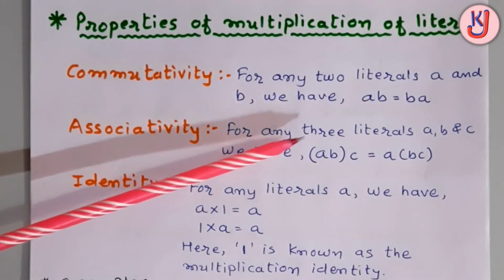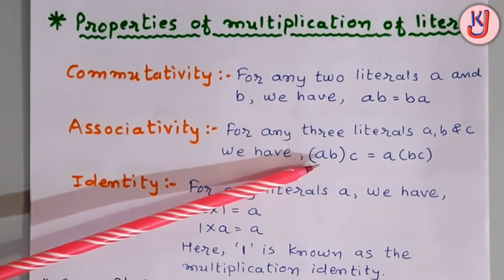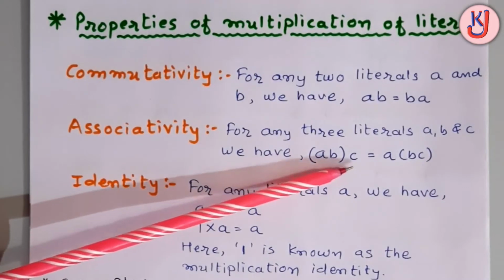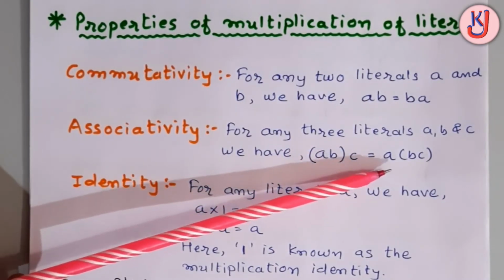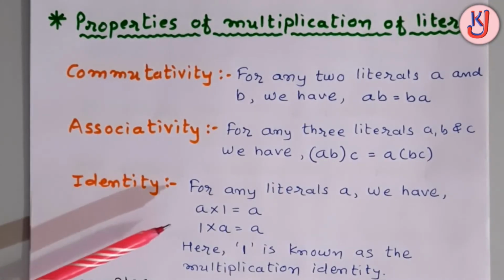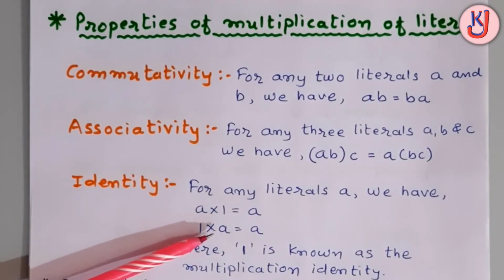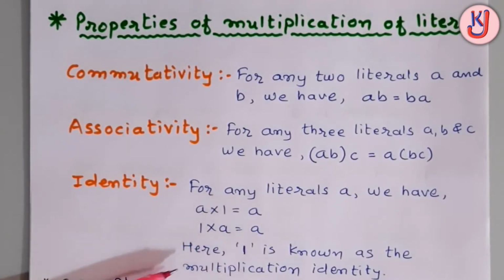Associativity. For any three literals a, b and c, we have (a × b) × c equal to a × (b × c). In identity, for any literal a, we have a × 1 is equal to a, and 1 × a is equal to a as well. Here 1 is known as the multiplication identity.